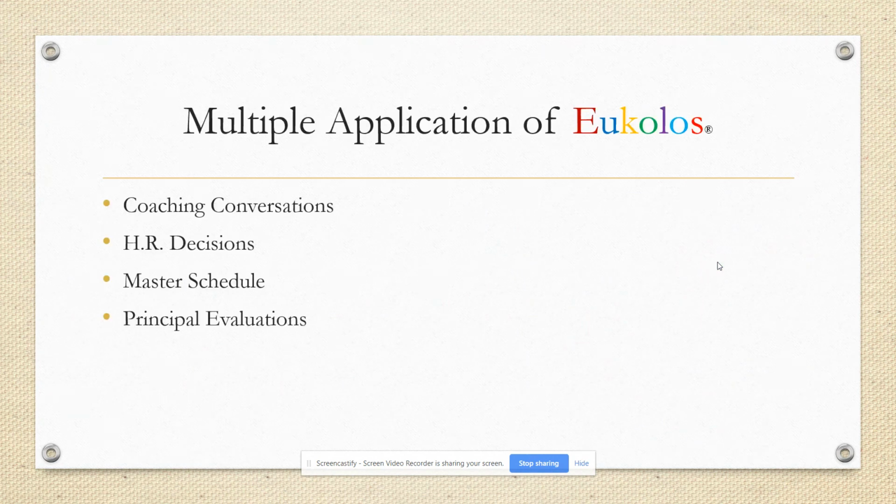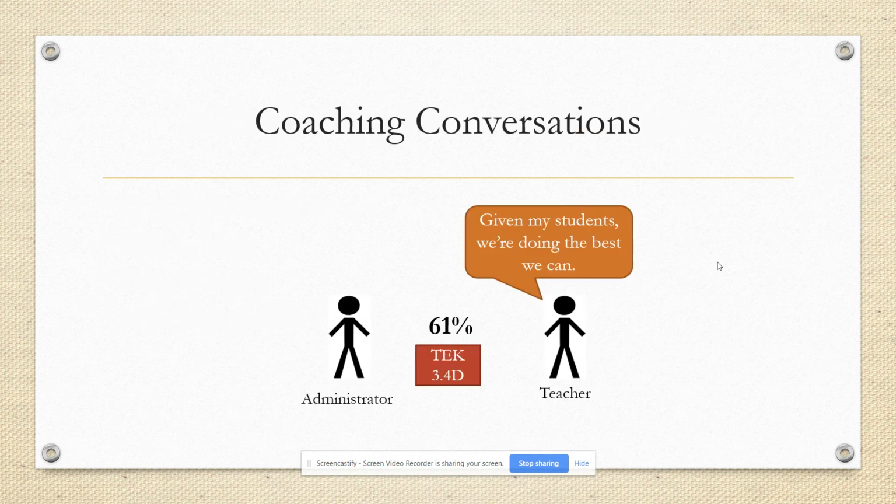It changes your coaching conversations. It changes your HR decisions, because you don't want to get rid of people that are growing kids, even though their raw score may not be as high. You look at your master schedule, and then eventually you should really be able to look at your principal evaluations and how well one school is doing compared to another, because now we're taking it out of the context of, oh, we just have the low kids or they have the high kids, etc.